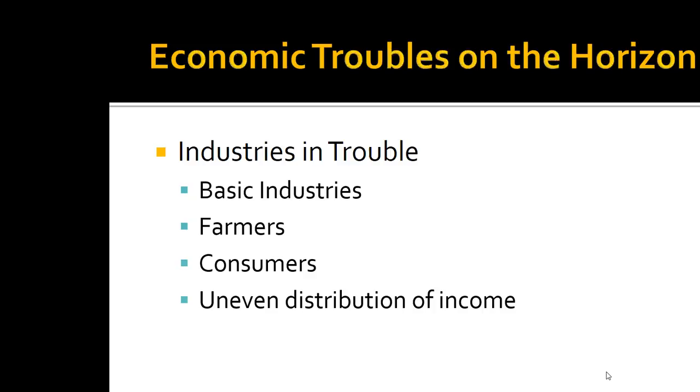But also during this time we see an uneven distribution of income. There are some people getting rich during this time. It appears that a lot of people in the 20s are getting rich, but really only a few people are getting rich, and the majority of people are becoming really poor.